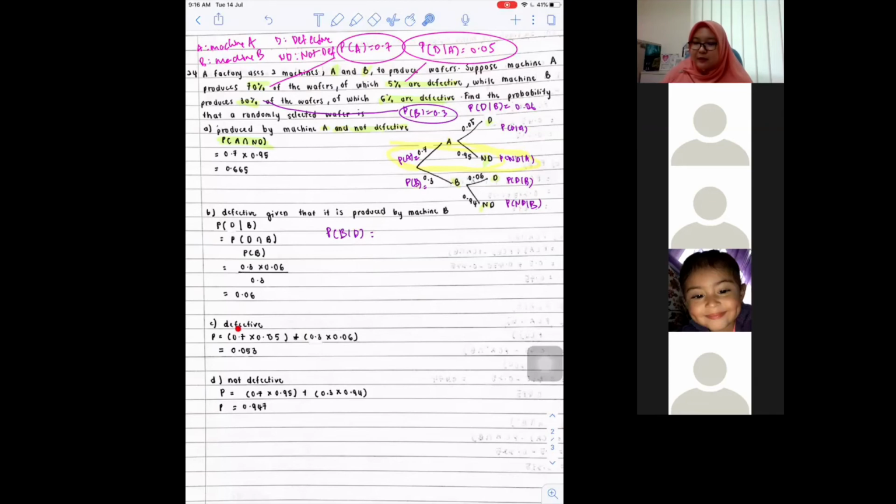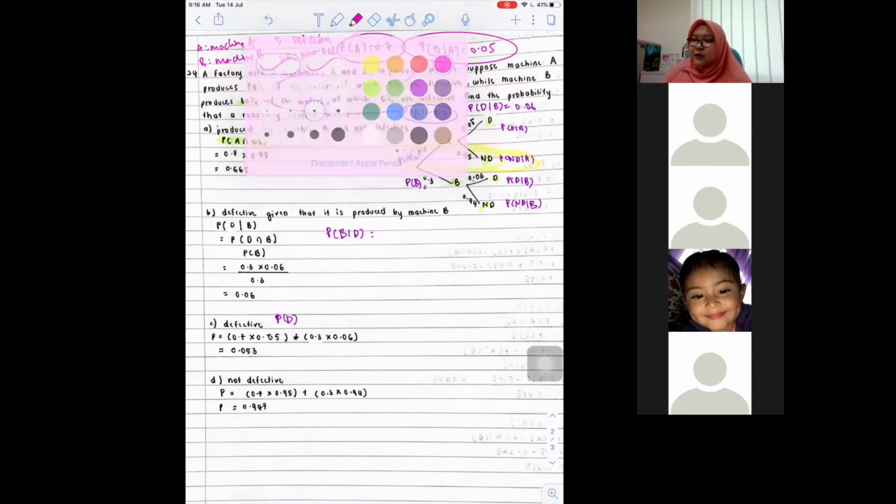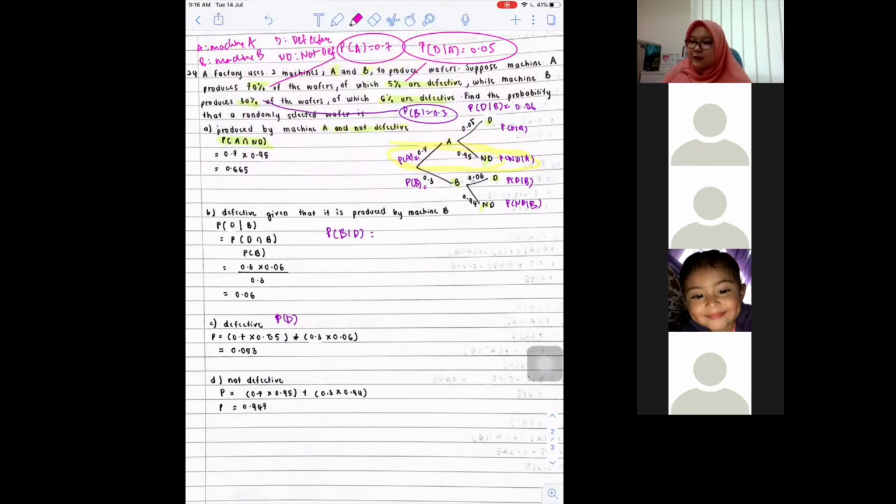Find the probability that it is defective. So now we are looking at P(D), defective. This is the law of total probability. Let me use the pink highlighter here. Defective is the first part and the second part.